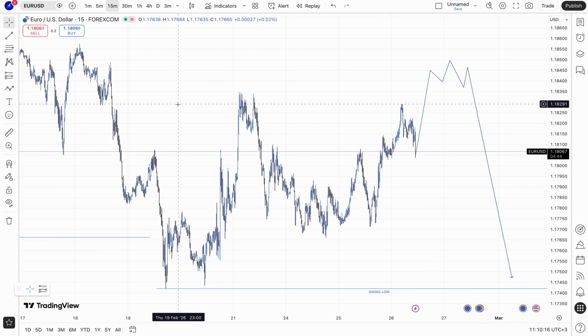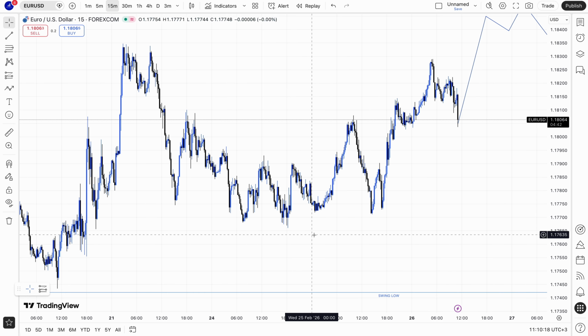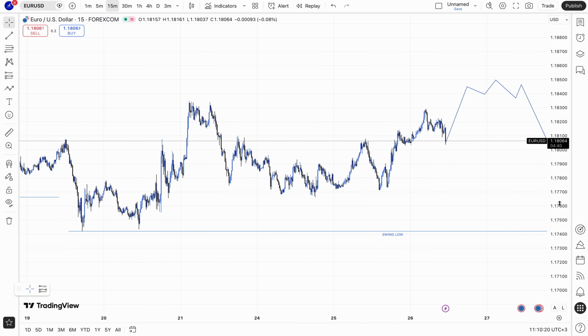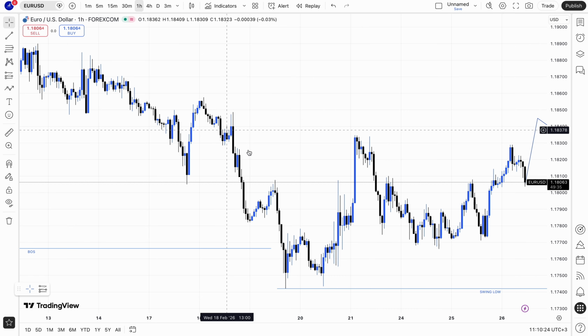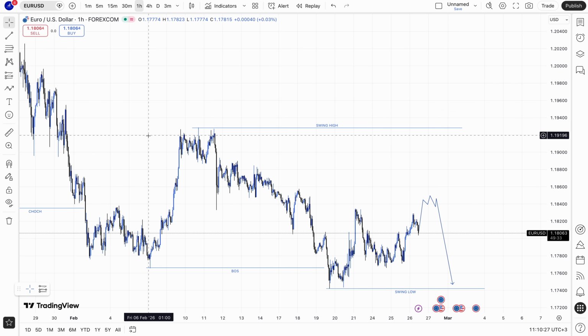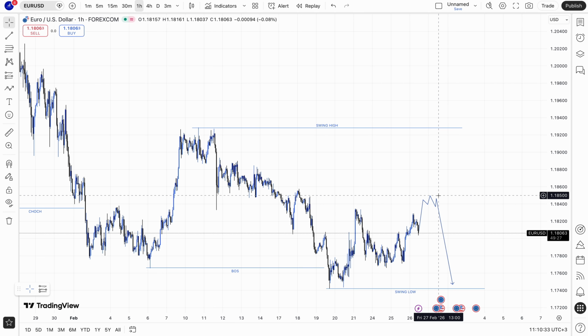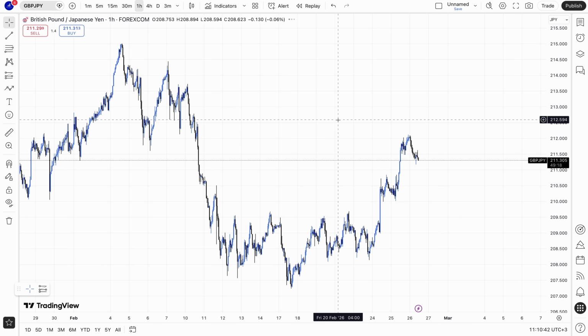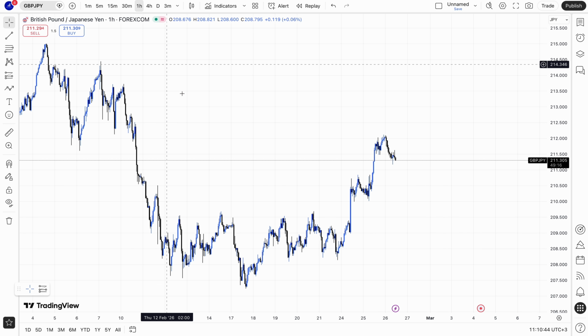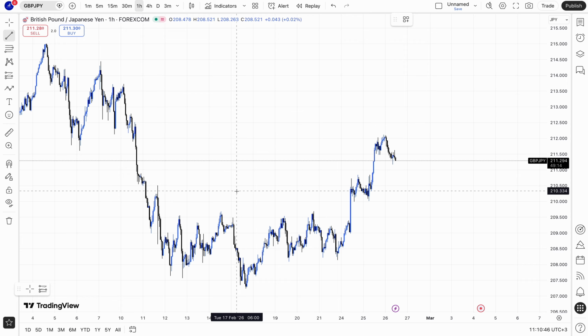Then scenario number 2. Scenario number 2 is also very simple. We have our supply zone which is still here, but I don't think it will happen today for the price to go up here. But if it goes there, then I'll make another video. Then for GJ, very simple price action.